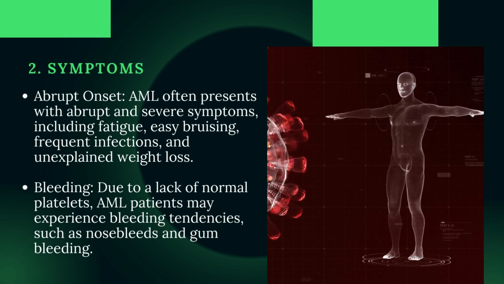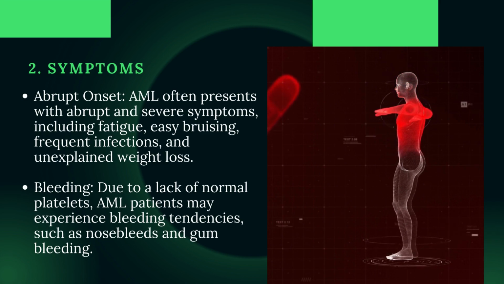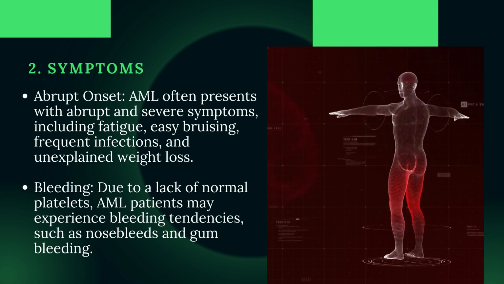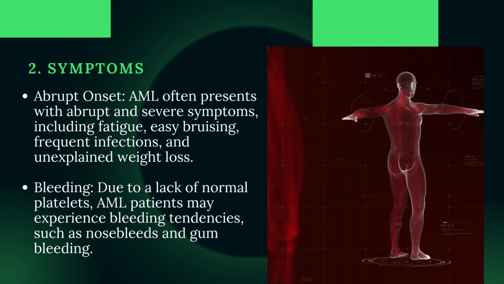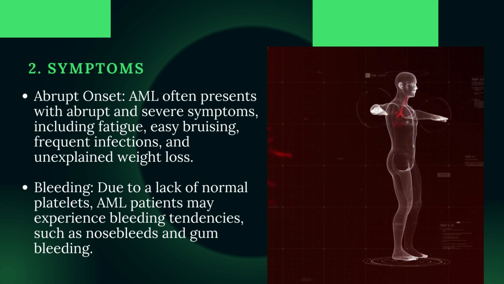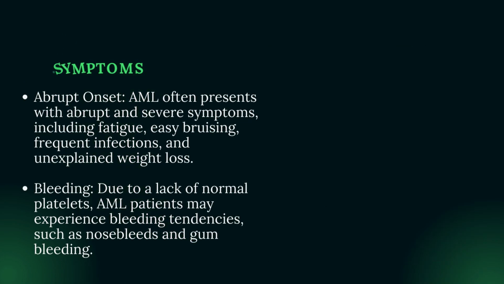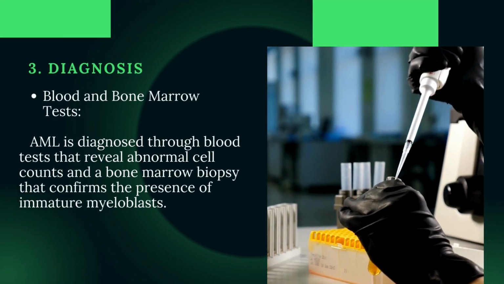2. Symptoms. Abrupt onset. AML often presents with abrupt and severe symptoms, including fatigue, easy bruising, frequent infections, and unexplained weight loss. Bleeding. Due to a lack of normal platelets, AML patients may experience bleeding tendencies, such as nosebleeds and gum bleeding.